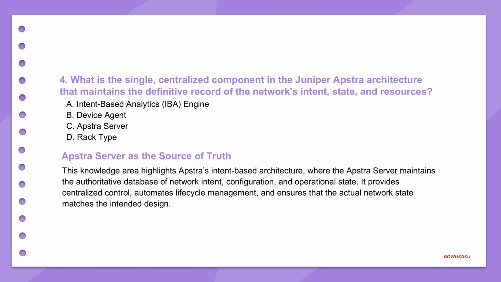Okay, let's shift gears from the fabric protocols themselves to the conductor of this orchestra, Juniper Apstra. It's an intent-based networking system, an IBN. Right. It's about defining the outcome you want, the intent, and letting the system figure out the configuration details. So if Apstra is defining the intent, what the network should look like and how it should behave, where does that definitive master plan actually reside? It resides in one place and one place only, the Apstra server.